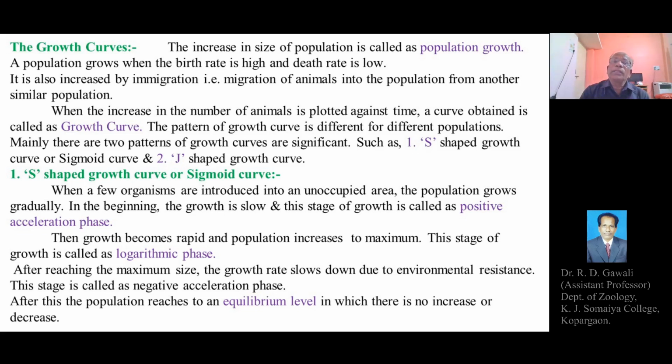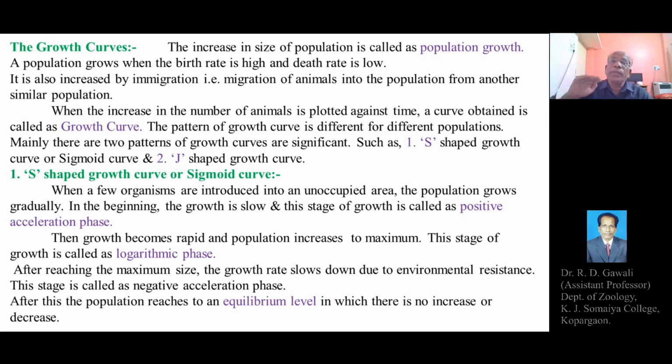So we will repeat the things again. When a few organisms are introduced into an unoccupied area, the population grows gradually. So we'll have to consider that in a particular area, previously there were no species or any number of organisms, but it is an unoccupied area. When this unoccupied area gains an entry of a few organisms, the population grows gradually.